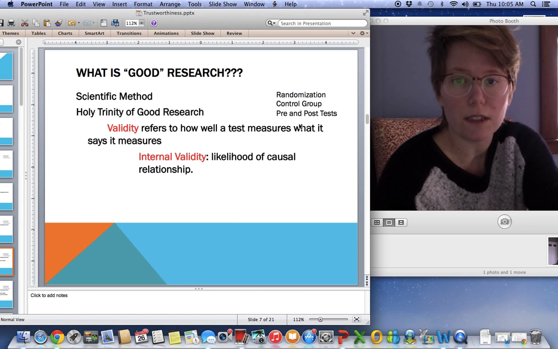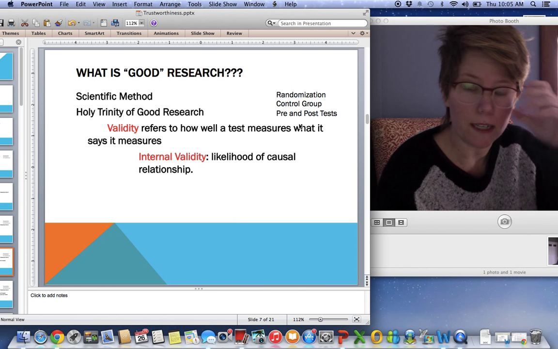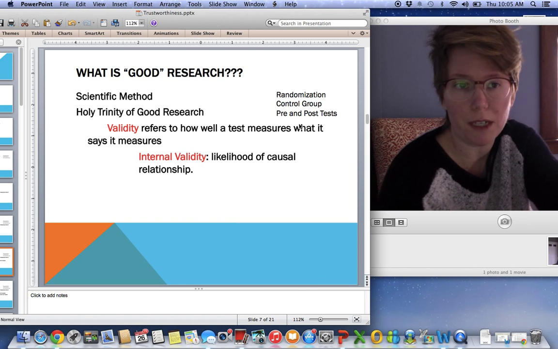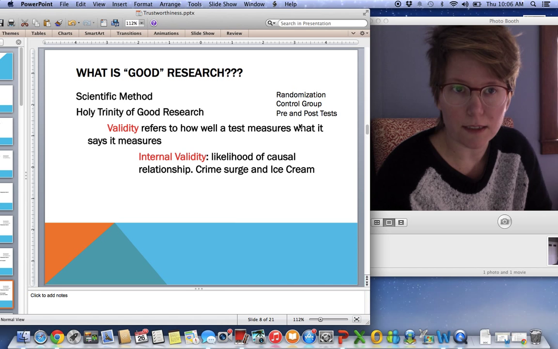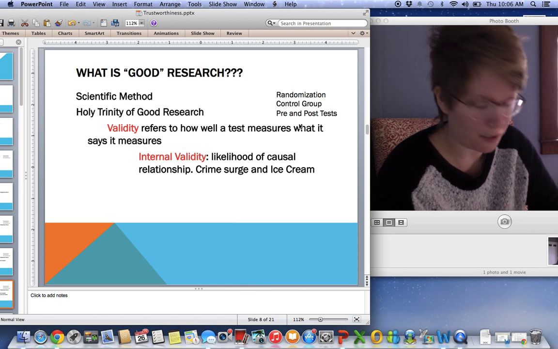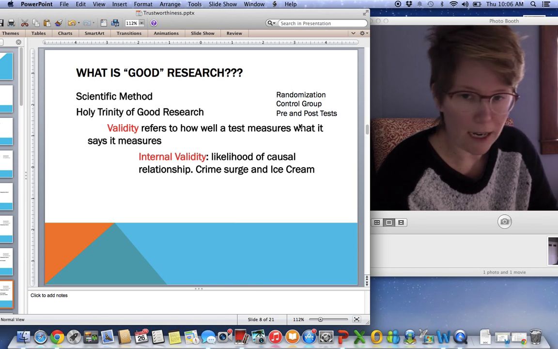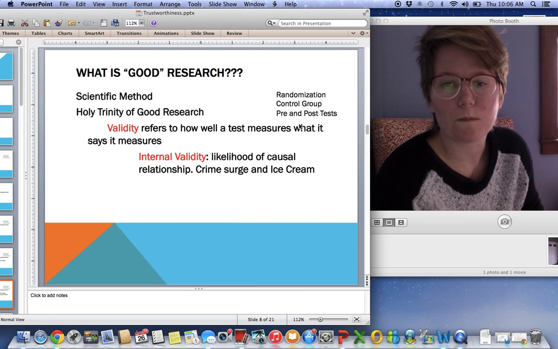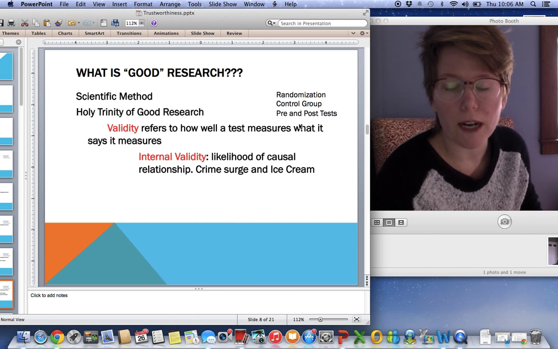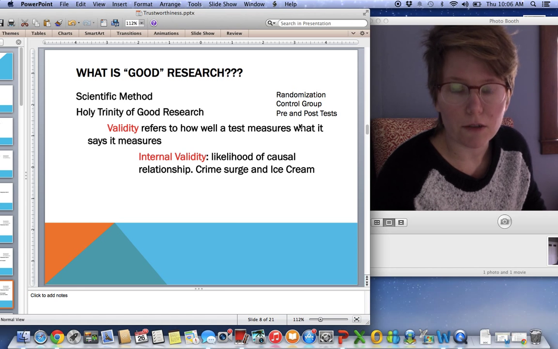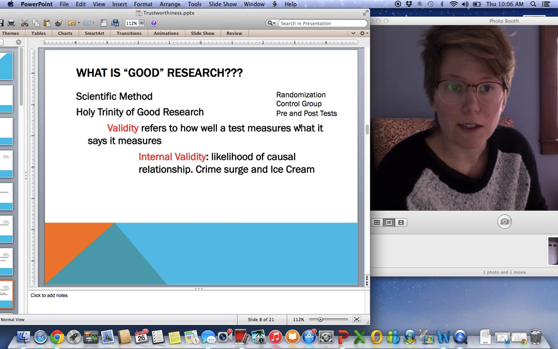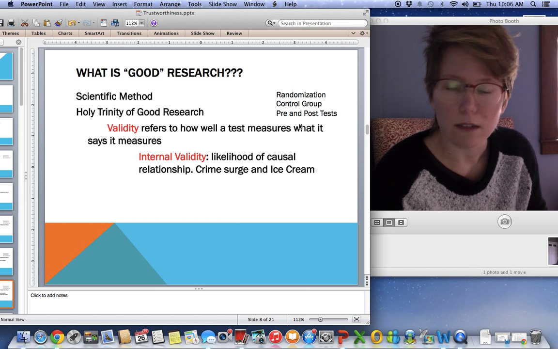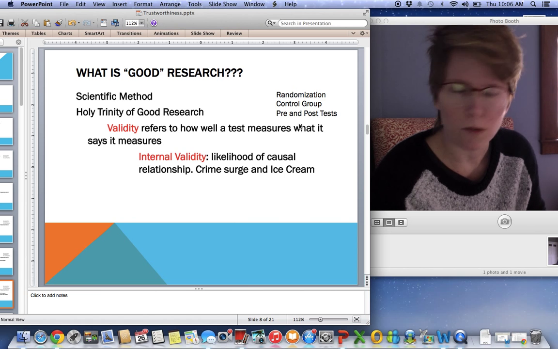Now, internal validity has to do with the likelihood of causal relationships between variables. So I want to credit Kevin Linus with this example. When I took the class with him, he brought up this fact that researchers found that there was a crime surge, a huge spike in crime, and a huge spike in ice cream sales. So is it fair to say that ice cream causes crime, or crime causes ice cream? No.